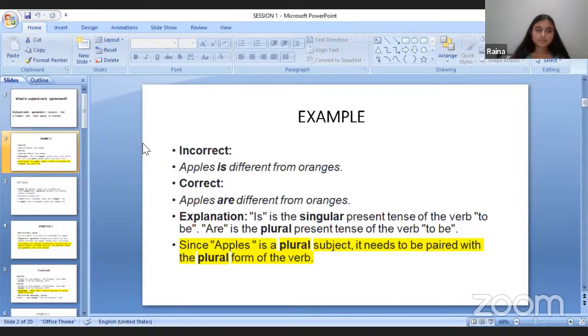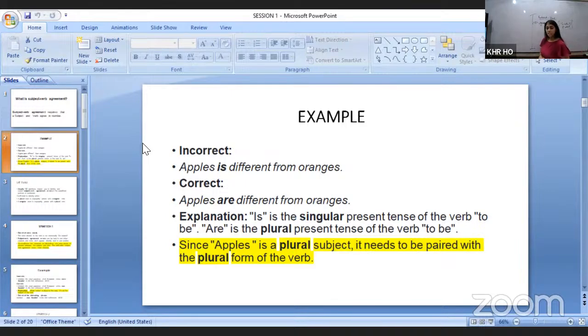Okay, let's ask. So, incorrect sentence. Let's look at the incorrect sentence. Apples is different from oranges. All right. So why do you think it's not "is" and it's "are"? Because apples is plural. So it automatically depends: apples are different from oranges. There's a very simple explanation over here.